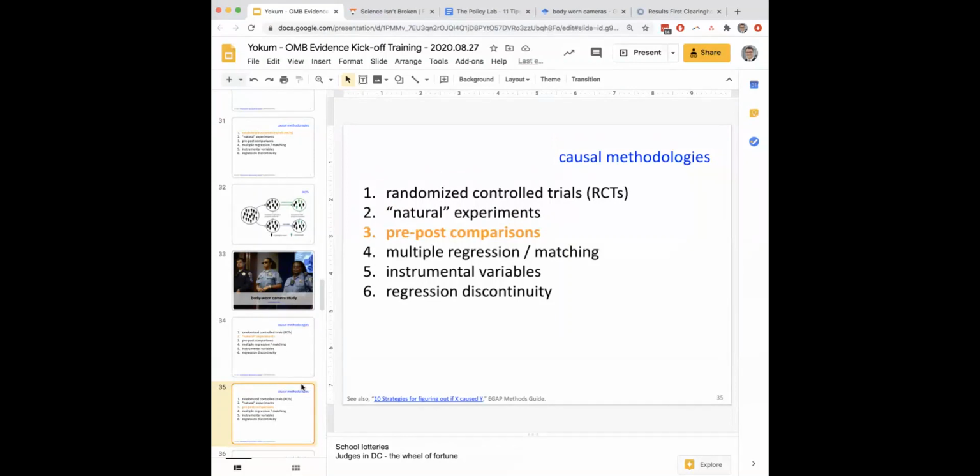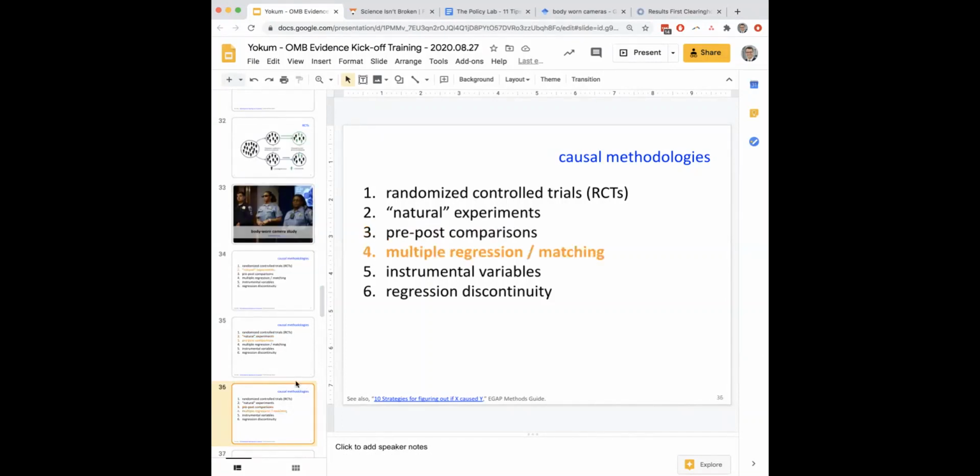These pre-post comparisons I've talked about a couple of times now. This is looking over time. I don't have much more to add here other than to hit one more time that these can be risky if you're assuming that a trend that was happening was going to just stay at a constant change. That's often not the case. And so you almost always need to do something more sophisticated than that.